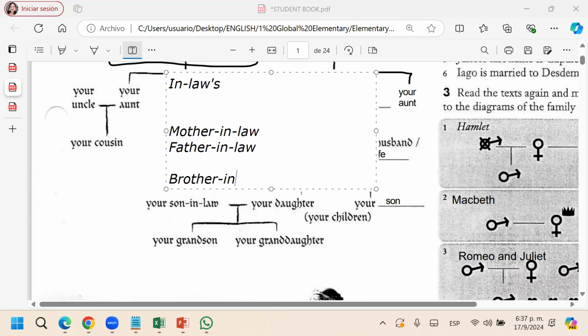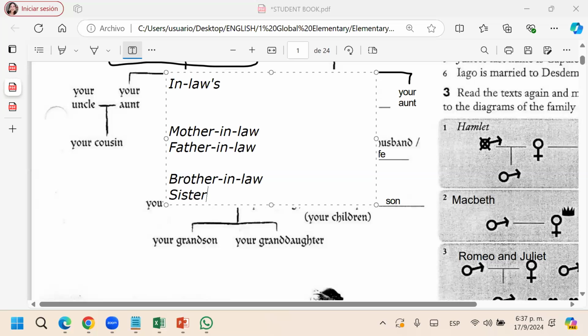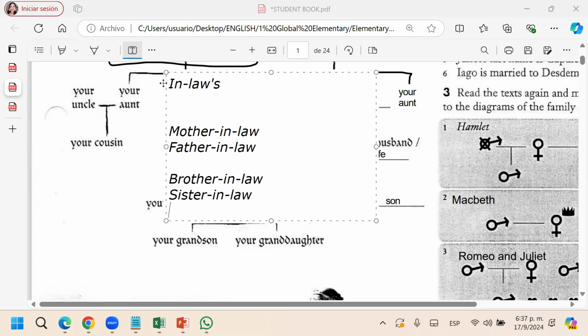Sister-in-law. Your brother-in-law or your sister-in-law is the husband of your sister or the wife of your brother, or the brother or sister of your husband, of your wife. You are married and your wife has a sister, that's your sister-in-law. So those are the in-laws, the family of your husband, the family of your wife.